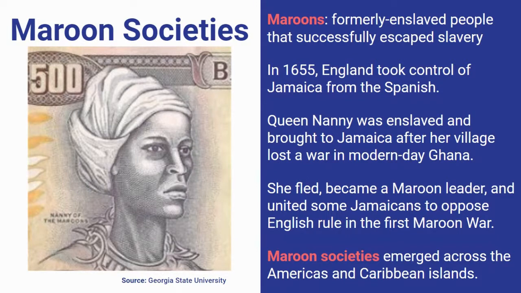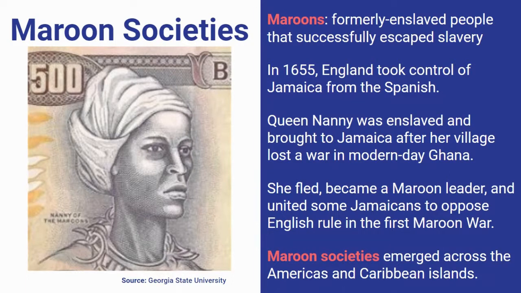And she was from modern-day Ghana. She was sold into slavery by the Asante Empire, the empire we mentioned before. And she fled, ends up becoming a leader, and wins, again, a brief period of success against the English rule in Jamaica. It was not a long period.